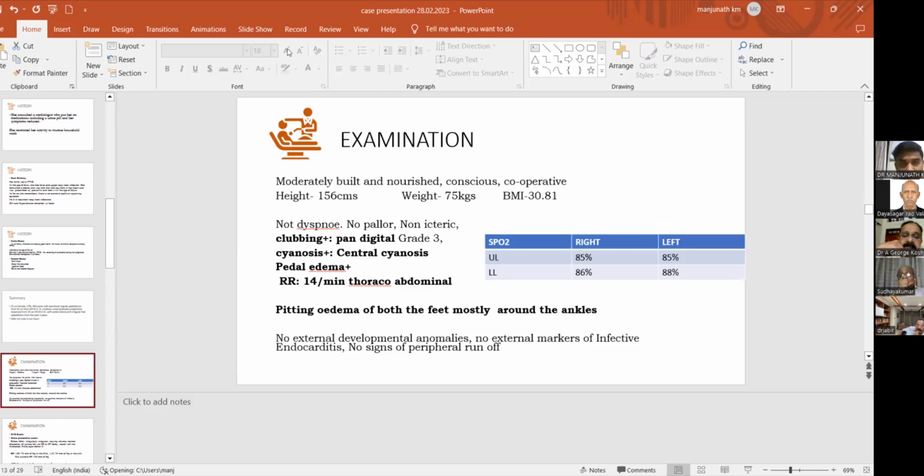General physical examination. She is moderately built and well nourished, conscious, cooperative, well oriented to time, place, and person. Her BMI is 30. No dyslexia, no pallor, non-icteric. She has pan-distal clubbing of grade 3, and she has central cyanosis. Saturation is as follows: right upper limb 85, left upper limb 85, left lower limb 86 and left lower limb 88, right lower limb 86. Respiratory rate is 14 per minute. She has pitting pedal edema up to the level of the ankles.